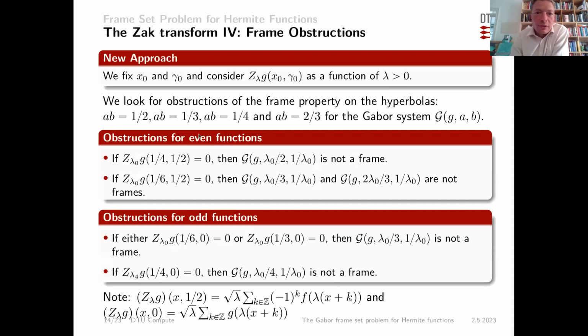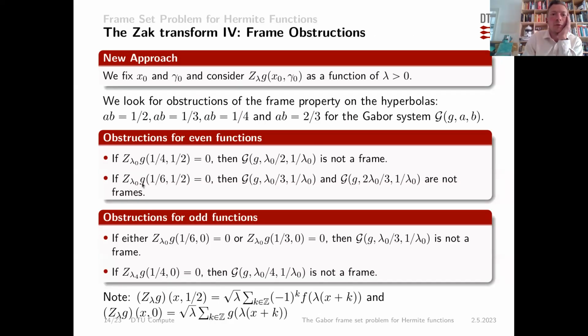And the obstructions are now easy, because for even functions, if I can find just one lambda parameter for which the sec transform is 0, then the Gabor system here is not a frame. So let me try to explain that. Or well, actually, we can look at the second statement here: obstructions for even points.